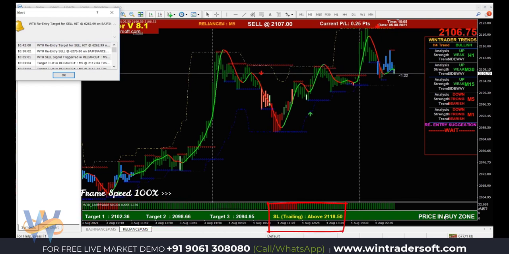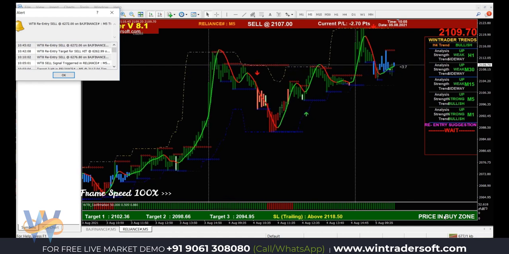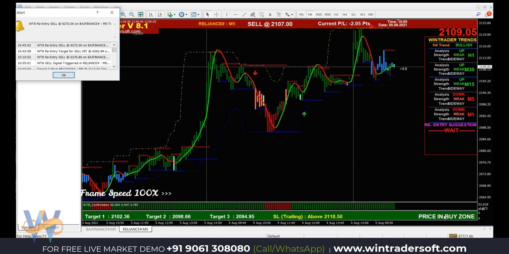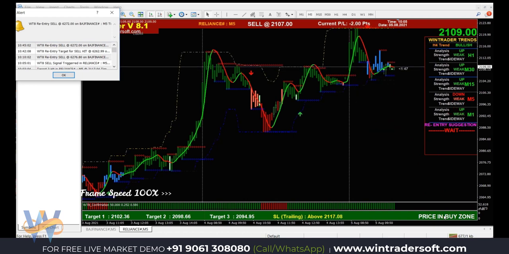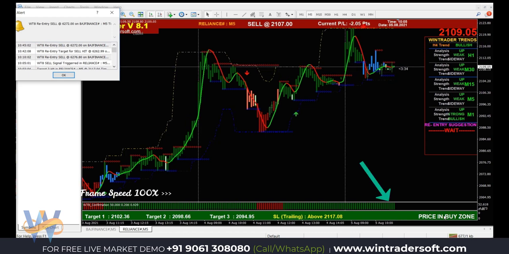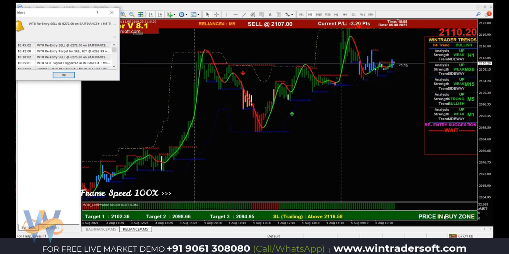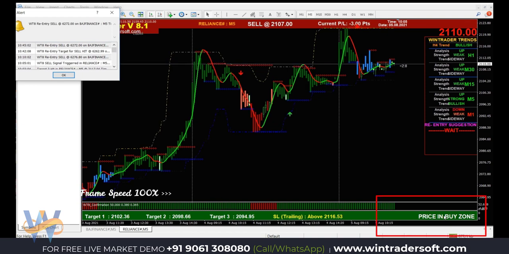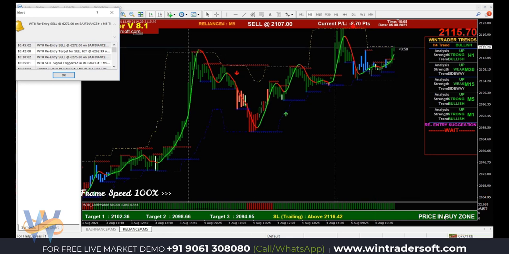If a signal is generated, first we want to check the confirmation. We need three confirmations in total. The first confirmation is the bottom bar color, the second is the price zone, and the third is the candlestick color. Here a sell signal is generated, but so far the bottom color is still green because the market has a chance to go upwards. If that color is red, the price is in the sell zone, and the candle color is red, only then can you confirm the sell signal. So here the market only has a chance to go up.